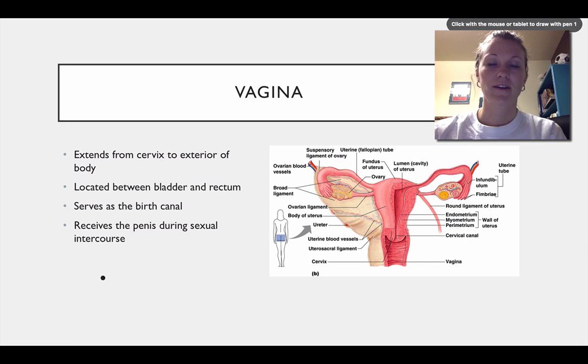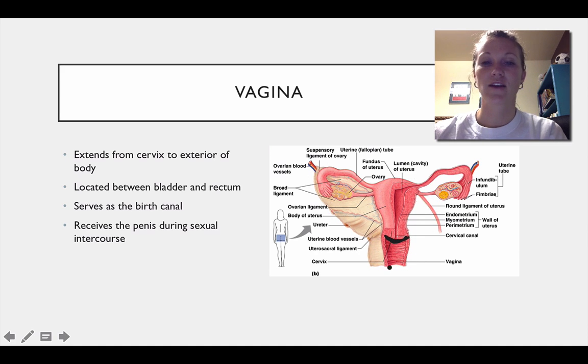Next, the last part of the duct system: the vagina extends from the cervix, which is right here, to the exterior of the body. It's located between the bladder and the rectum. It also serves as the birth canal, and it's the structure that receives the penis during sexual intercourse.